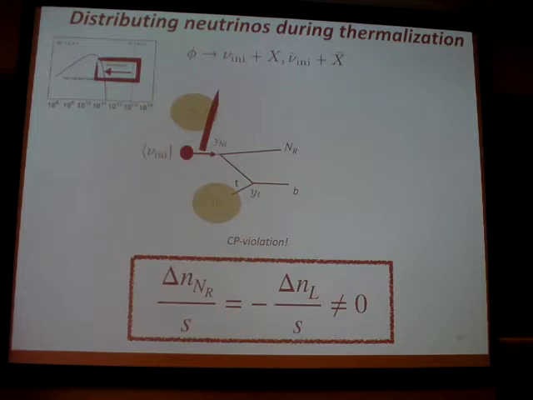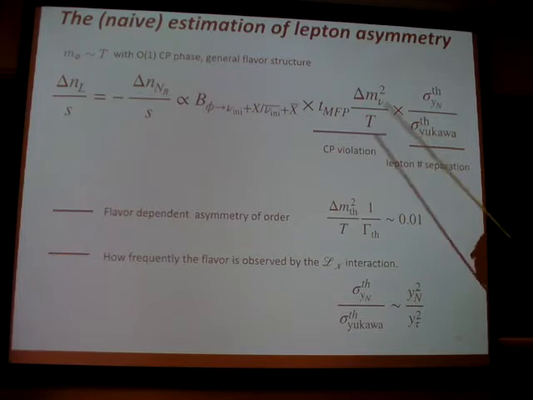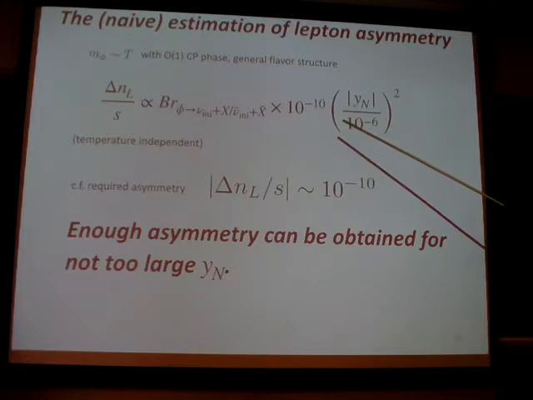Only the left-handed neutrino sector asymmetry is converted to the baryon asymmetry. So if this is non-zero, the baryon asymmetry can be generated due to the sphaleron process. And we can estimate the amount of asymmetry, just like before, and we get the asymmetry.